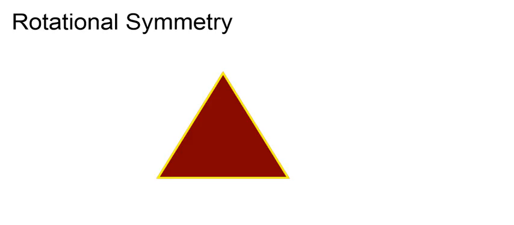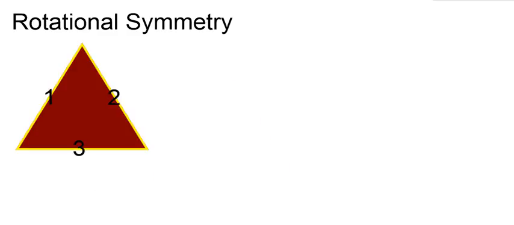All right, the second idea here is what's known as rotational symmetry. Rotational symmetry is being able to turn an object, and as you turn that object, every time you turn it, you get the same image, right? To understand this, I've added some numbers to this, and we're going to take a look at this as we work with it.